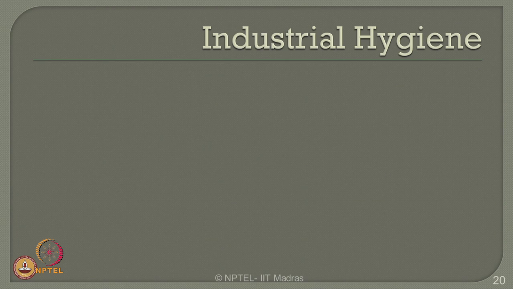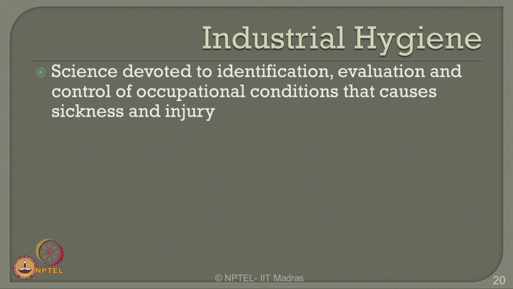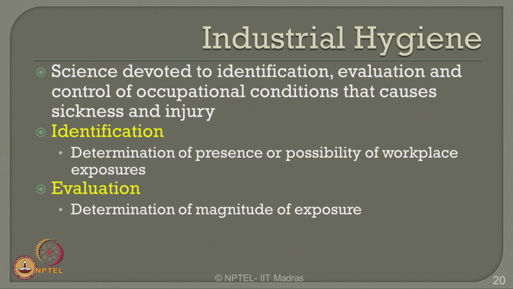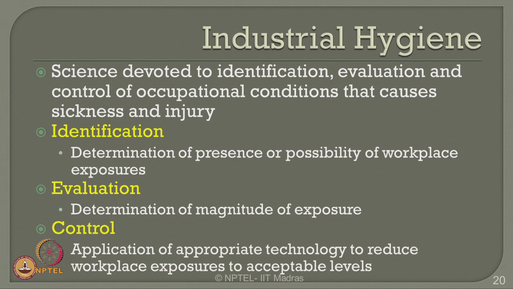Once we understand what are the threshold values of different chemicals for which a human being can be exposed in a work environment, let us quickly talk about what we understand by industrial hygiene. Industrial hygiene is actually a science devoted to identification, evaluation and control of occupational conditions that could result in sickness and injury. Identification deals with determination of presence or possibility of workplace exposure. Evaluation deals with determination of magnitude of exposure, and control deals with application of appropriate technology to reduce workplace exposures within acceptable levels.